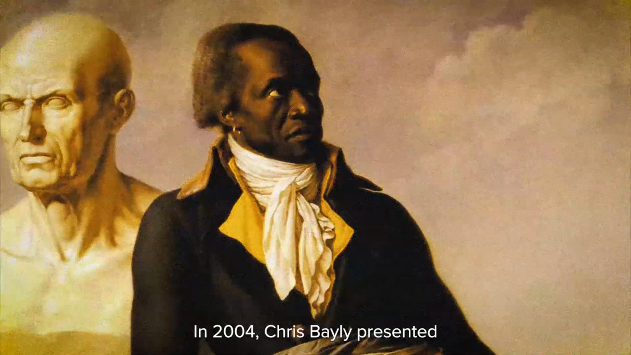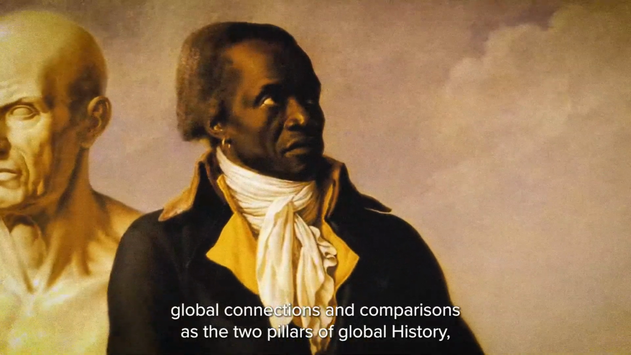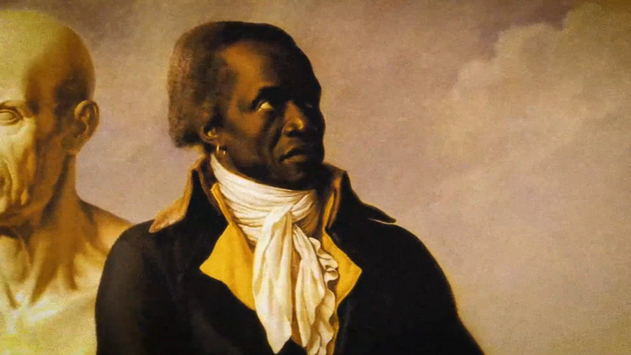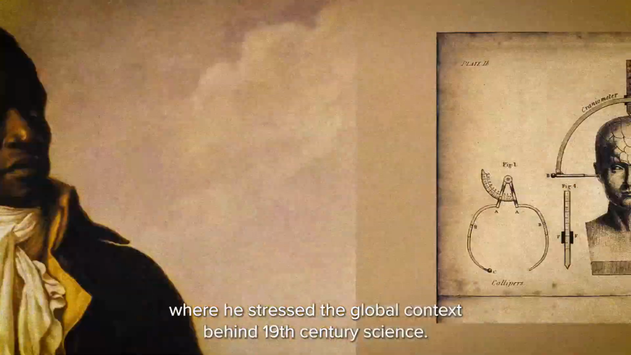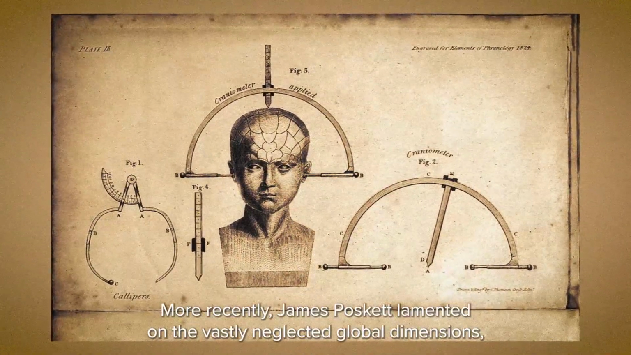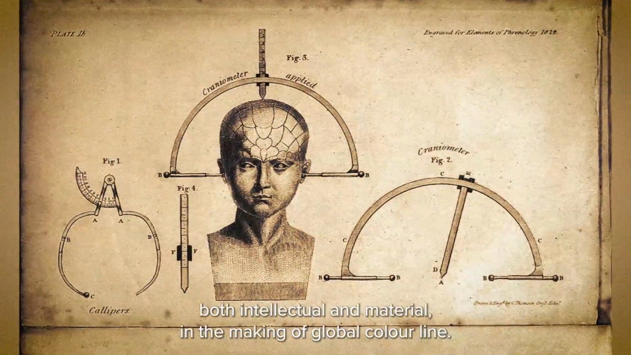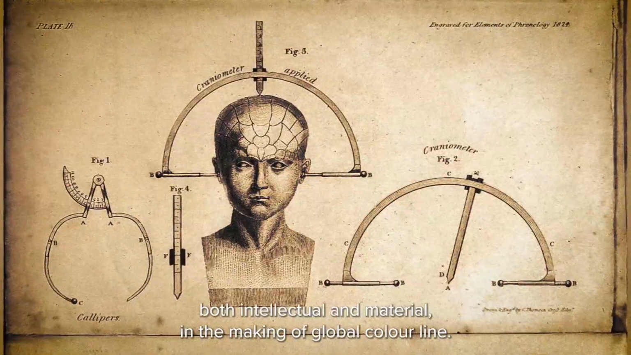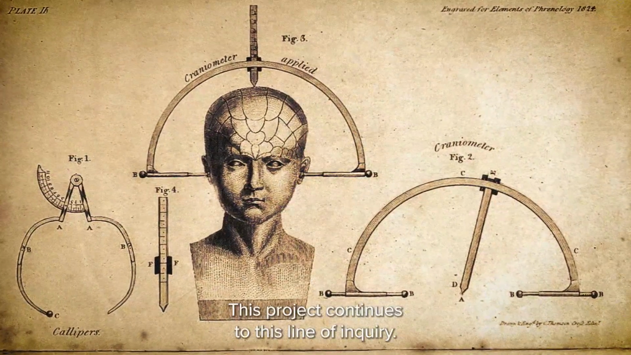In 2004, Chris Bayly presented Global Connections and Comparisons as the 2 pillars of global history, where he stressed the global context behind 19th century science. More recently, James Poskett lamented the vastly neglected global dimensions, both intellectual and material, in the making of the global color line. This project continues this line of inquiry.